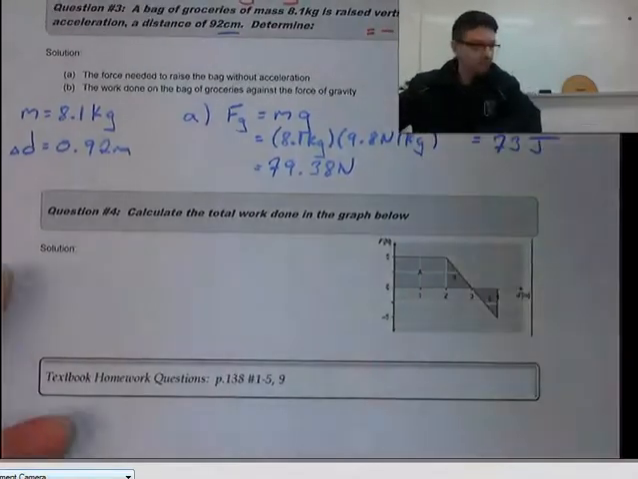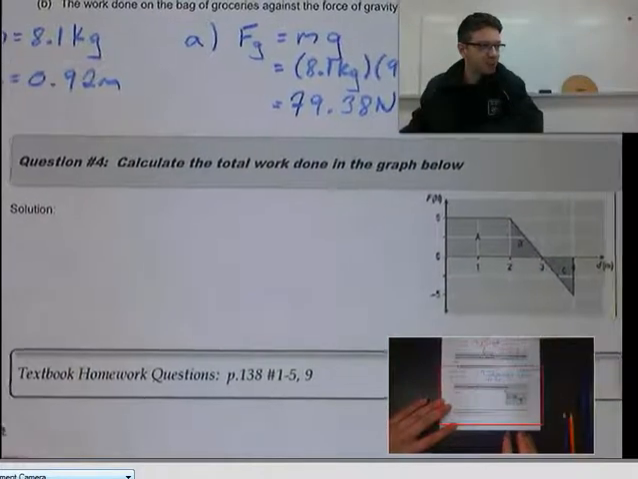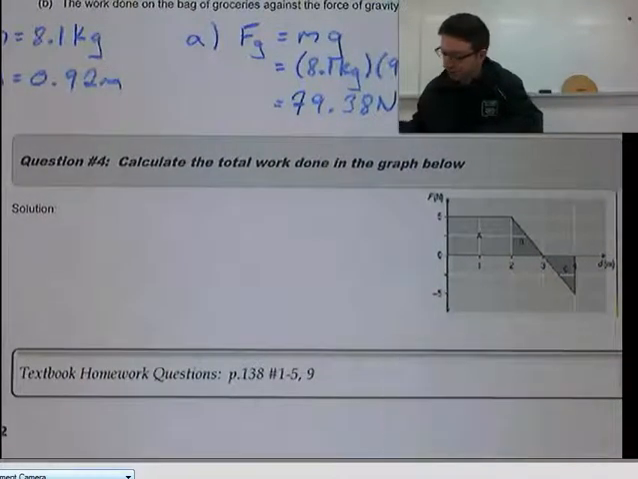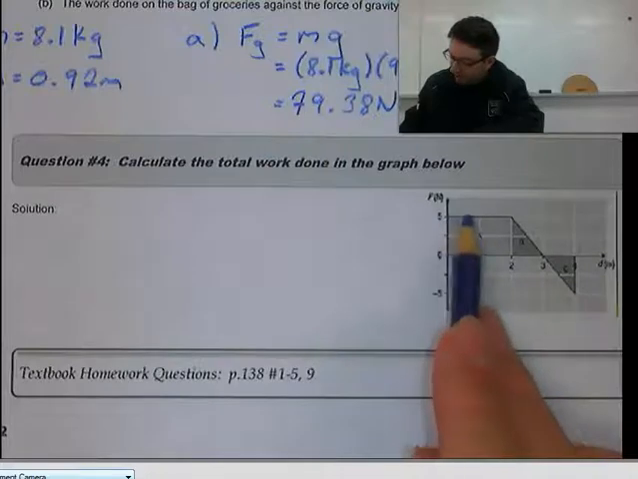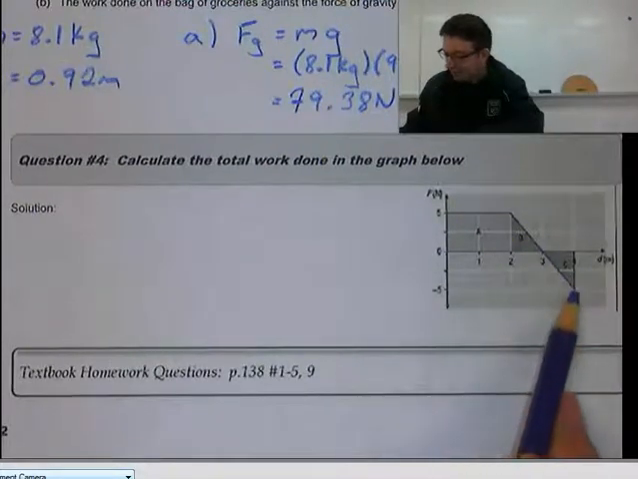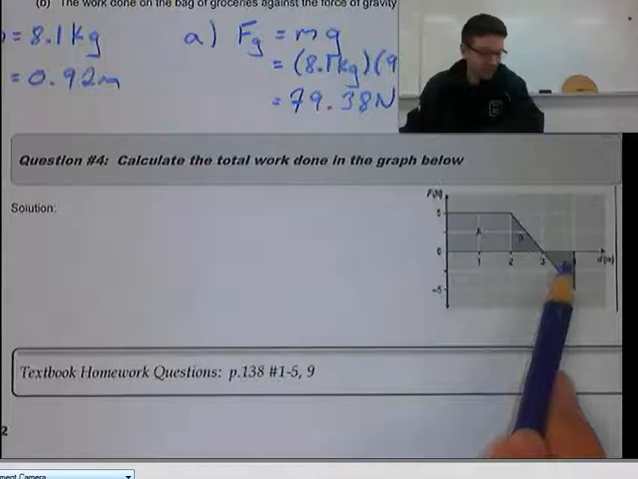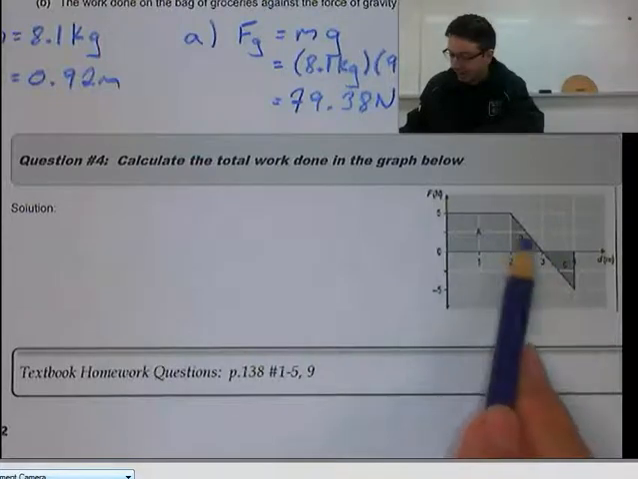I'm going to zoom in on this one a bit. So this one says calculate the total work done in the graph below. So first we have a constant force, okay, and then our force decreases and then becomes negative. So let's break this problem up into 3 parts, A, B, and C. We just need to find the area under the graph for A, B, and C.